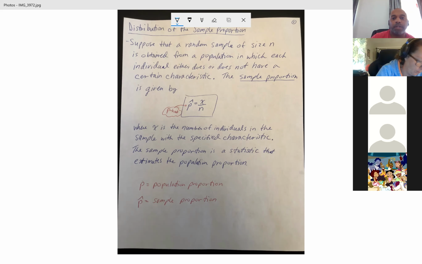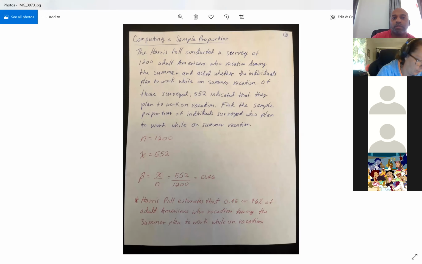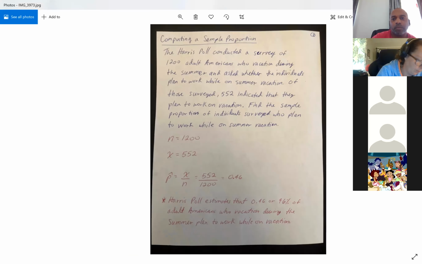All right, how we looking with this page? We good to go? Body straight. All right. Let's see, 1, 2, yep.